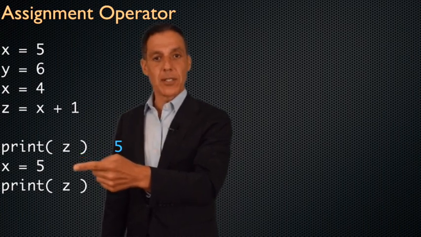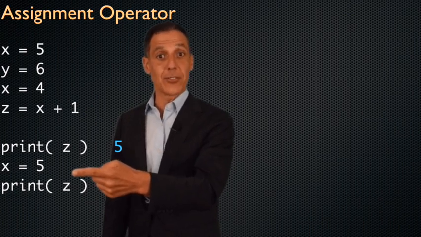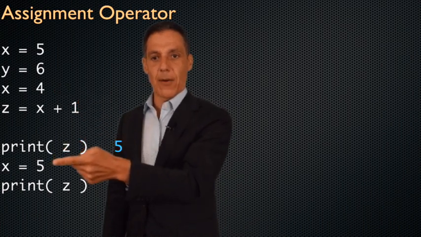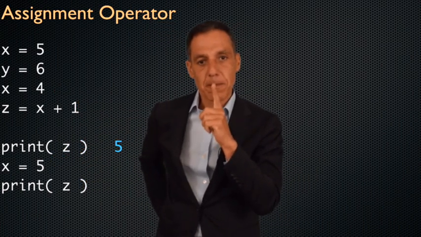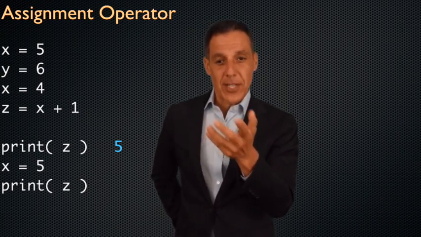What happens here? What is the current value of x after evaluating this line? That's right, it's 5, because I've now reassigned it again. It was initially 5, changed it to 4, and now it's 5 again. Now the question is, what happens when I print z? Think about it for a second.